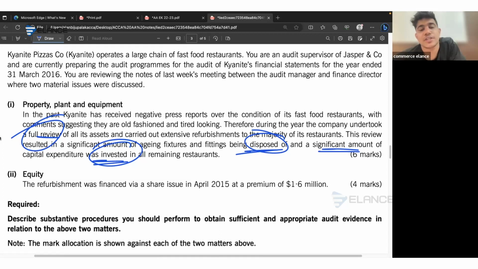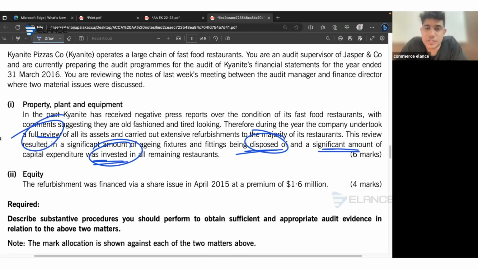Refurbishment was financed via share issue in April 2015 at a premium of 1.6 million. They have asked for 4 marks, so you have to give 4 points. So you'll be getting 1 mark for each point in relation to substantives. So what are the substantive procedures that need to be performed by the auditor in this case? Reserve or no? Share issue. No, it's relating to equity share issue, right? Share issue related substantive. And which is the most important point among that?